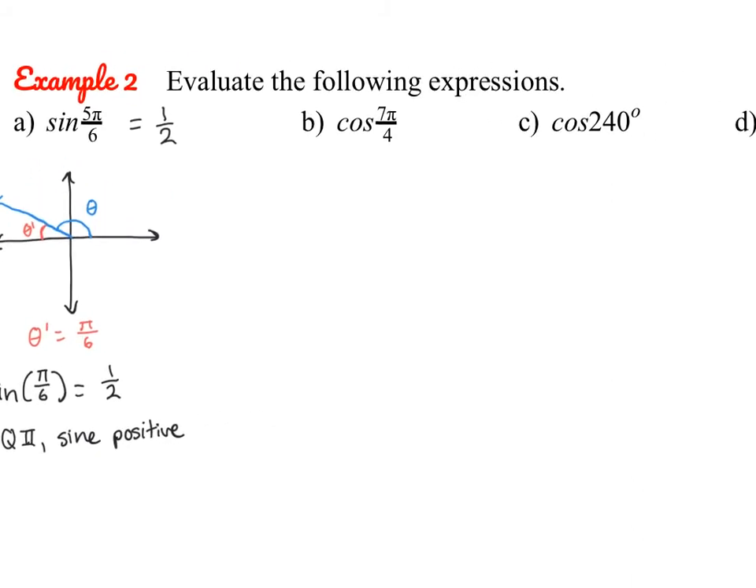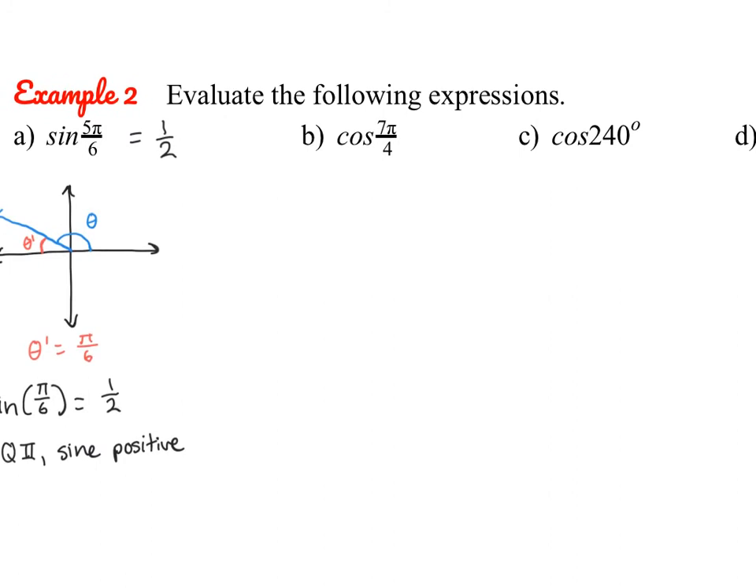Okay, let's look at the next one. So here we have 7 pi over 4. So let's first sketch it. So 7 pi over 4 is almost a full rotation, which would be 8 pi over 4, but we're missing 1 slice. So this would fall in quadrant 4. And here's our angle. So this is 7 pi over 4. But we want to really work with our reference angle, which is this distance. So the distance from here to here would just simply be pi over 4. So theta prime is pi over 4.